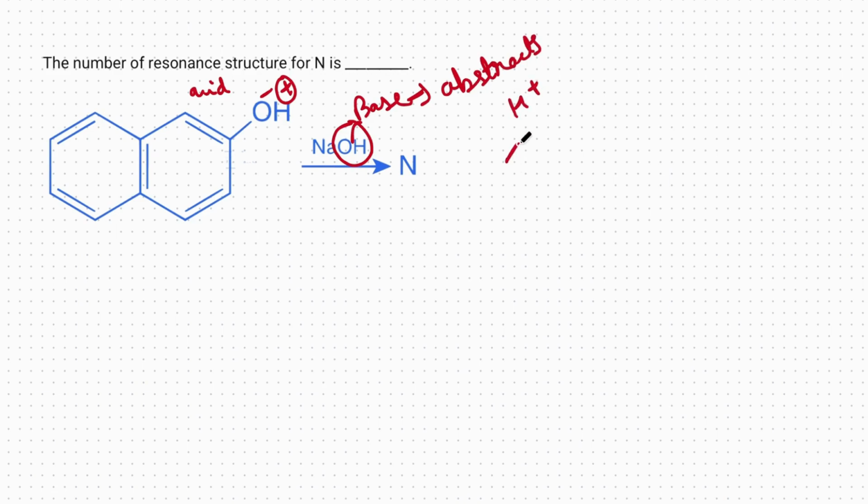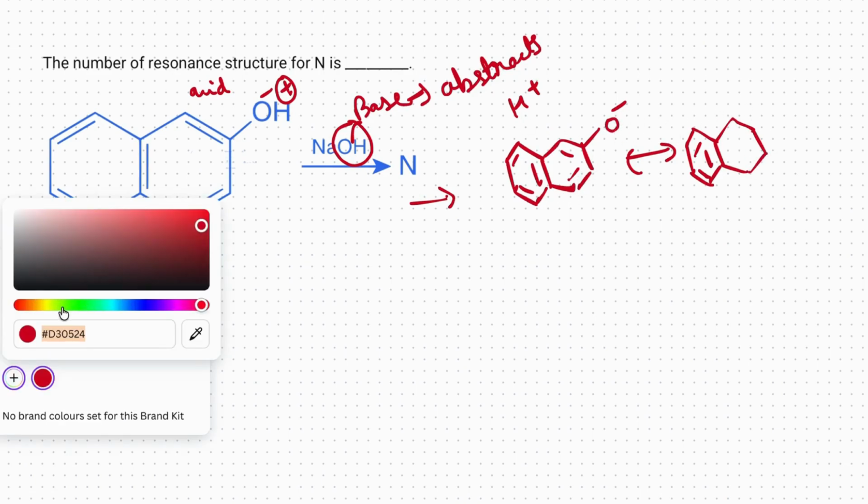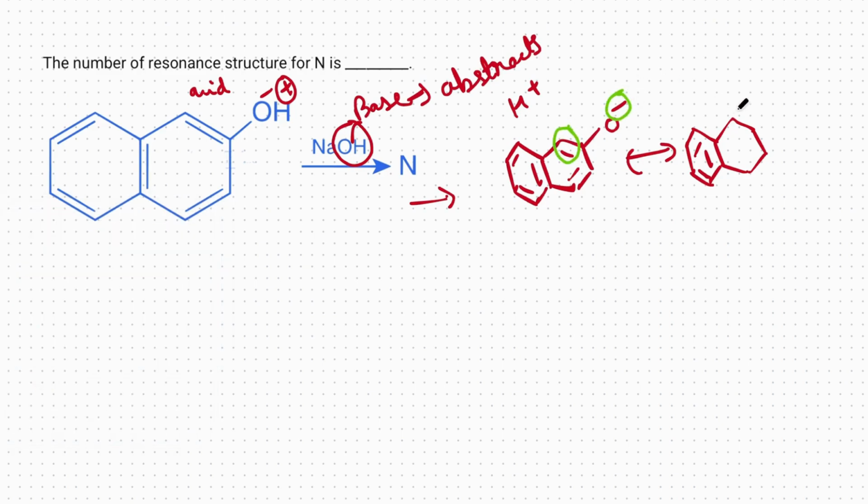So let's see. Now we have a base whose activity is to abstract H plus from the acid. This alcohol group, which will release H plus, is acting as an acid. So it will release its H plus in the presence of the base. Now it becomes this. Now this O minus is in conjugation with the inner double bond. So now this will shift to the adjacent carbon atom.